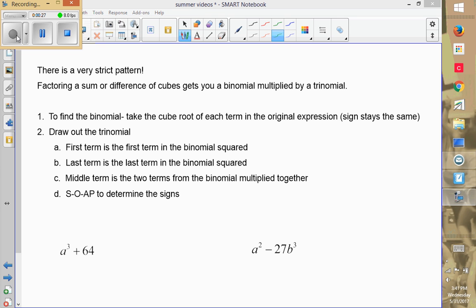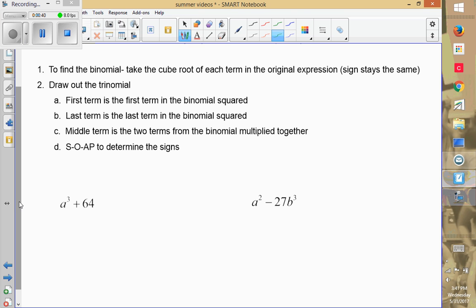Now, when you have a problem ready to be factored, it's not that scary. There's only two terms. It's a binomial. But when you factor it, it actually becomes much longer. When you're factoring a sum or difference of cubes, you get a binomial multiplied by a trinomial. So it looks way longer actually factored out. So let's start an example. There is a strict pattern to it. It will never fail.